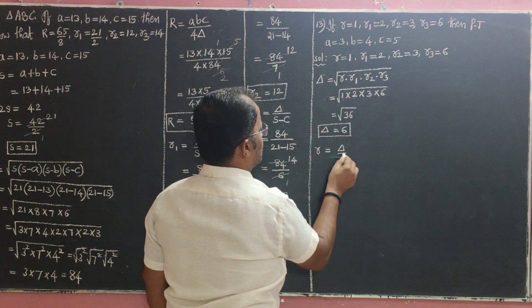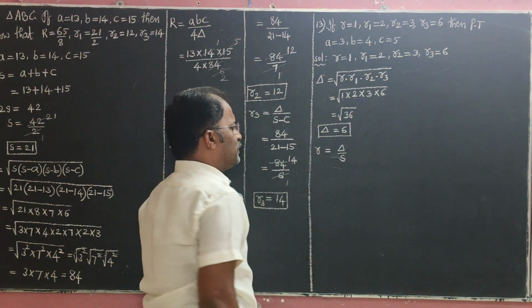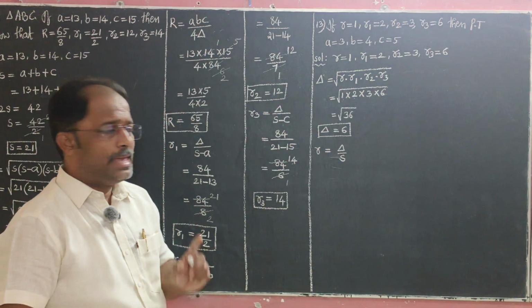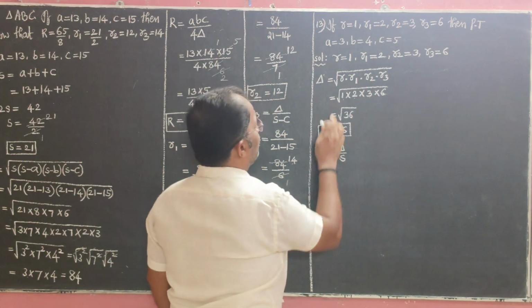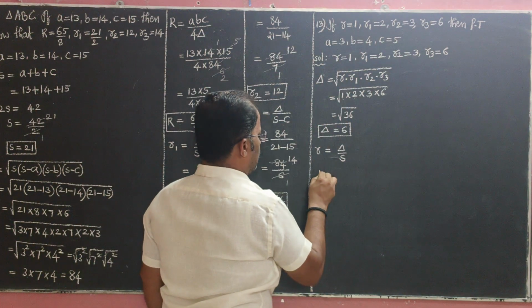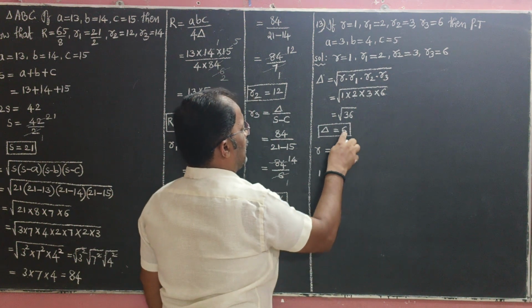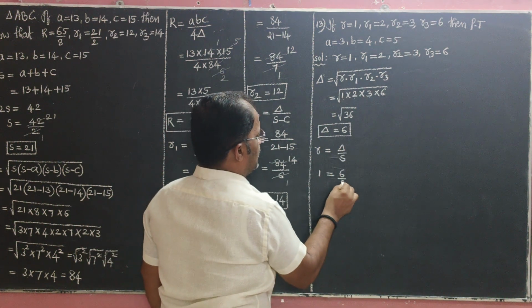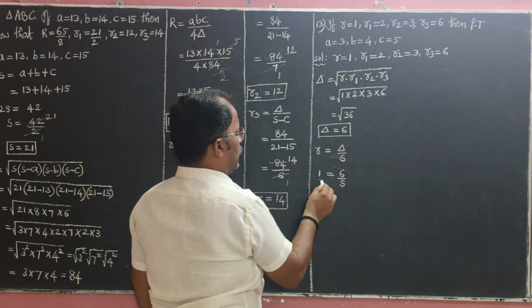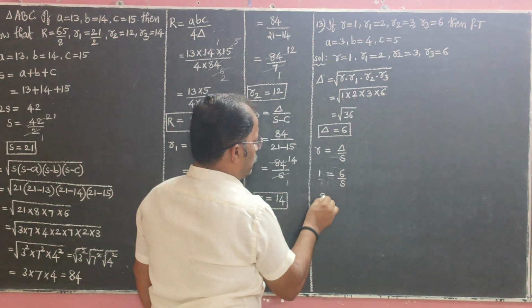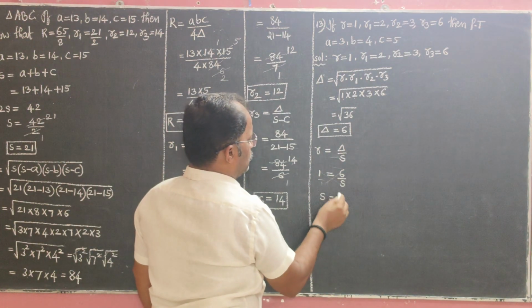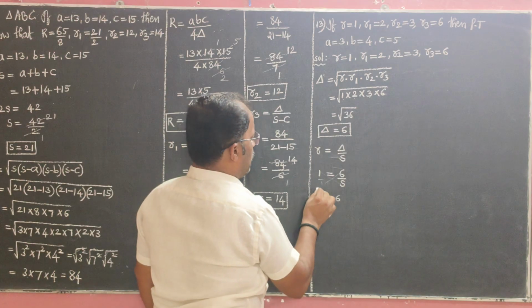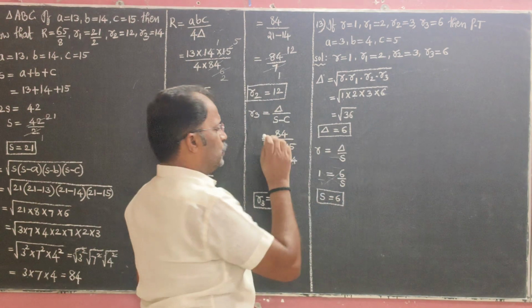Delta by S. We know the formula of small r is delta by S. What is the R value? 1. And what is the delta value? 6. And what is the S value? There is no S, so write it as it is. Now cross multiplication: S into 1, and 1 into 6 is 6. So now we have the S value also.